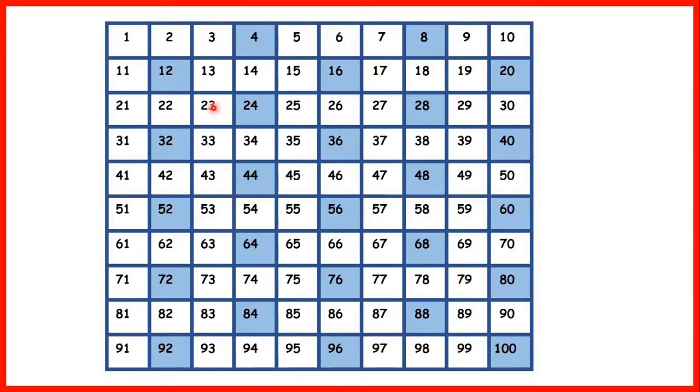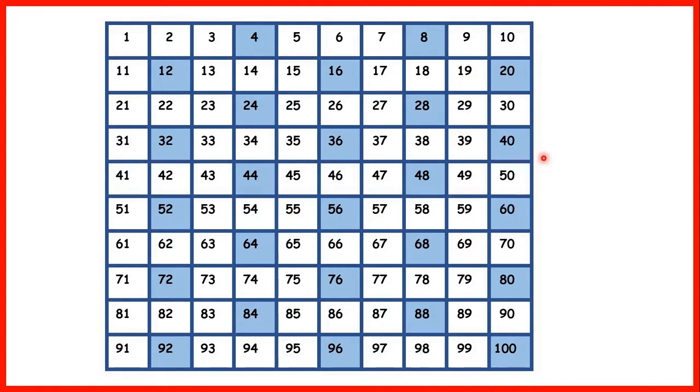So now we can see the 4 times table written out on 100 square. And we know that every number in the 4 times table is an even number, so ends in a 2, 4, 6, 8 or 0.